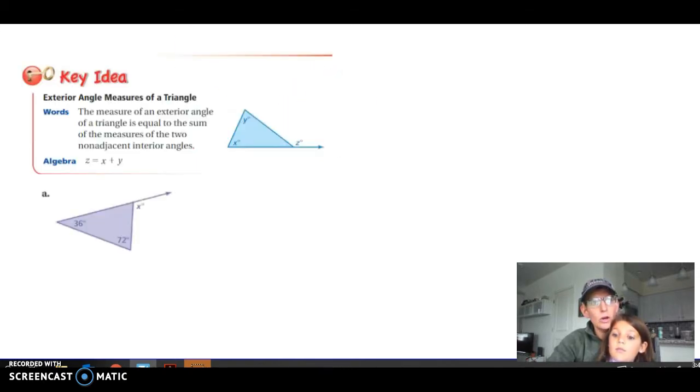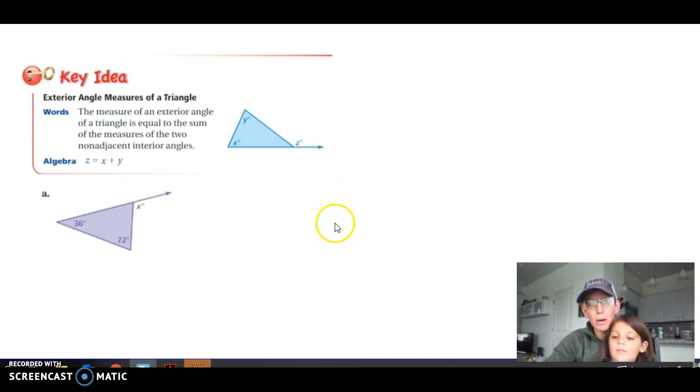Okay, so the key idea here is something that you should write down in your INB. Feel free to pause for a moment here and get that into your notes. Basically, this key idea is saying that if you take these two non-adjacent, or non-attached, angles and add them together, it will equal this exterior angle over here.